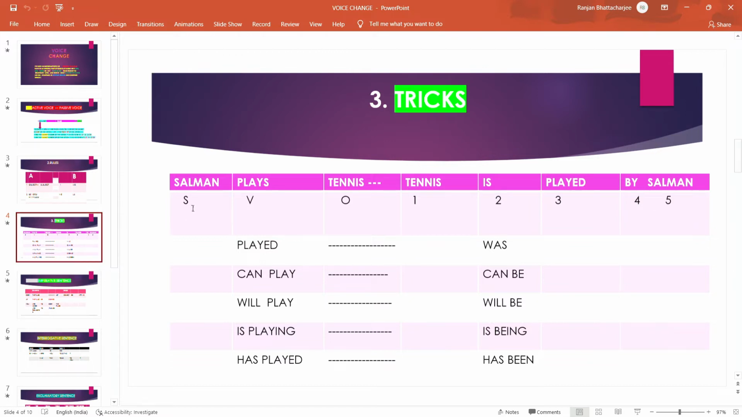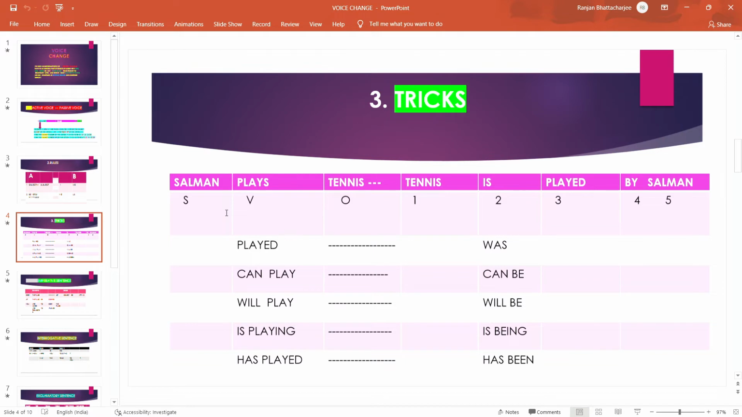Suppose the first example I have taken is "Salman plays tennis." The first job while converting is to identify the parts: Salman is the subject, plays is the verb, and tennis is the object. So, subject, verb, object. Now, what is the rule? On the right-hand side I have explained how to convert and what the passive form of this sentence is.